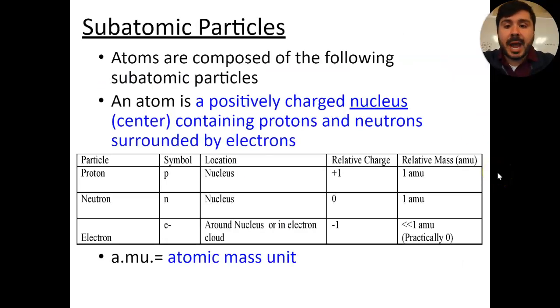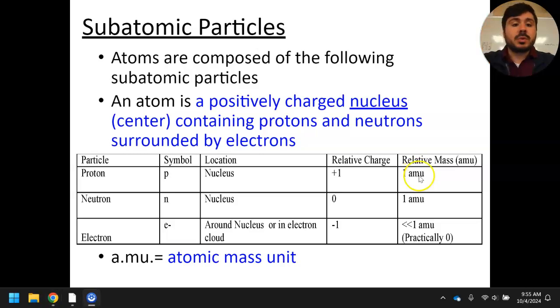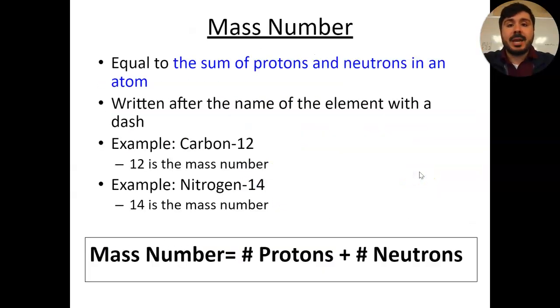If we go back and look at this chart here, guys, the only two of our 3 subatomic particles that actually have any relative mass are our protons and our neutrons. So those are the only ones that are going to actually give mass to this atom. Okay, and the mass number is written after the name of the element with a dash. So for example, if carbon has a mass number of 12, it's going to be written as carbon-12.